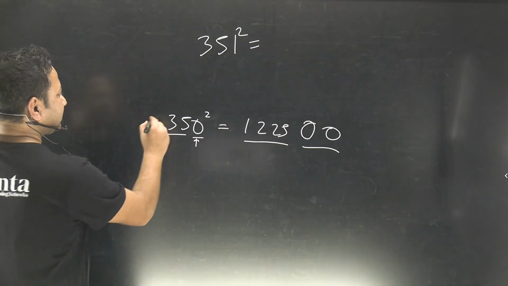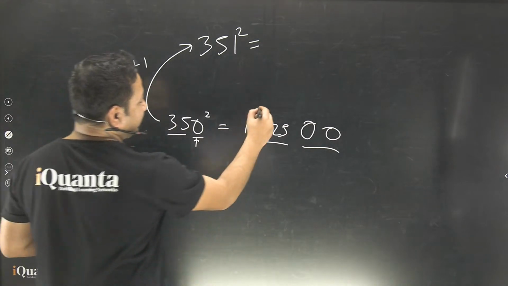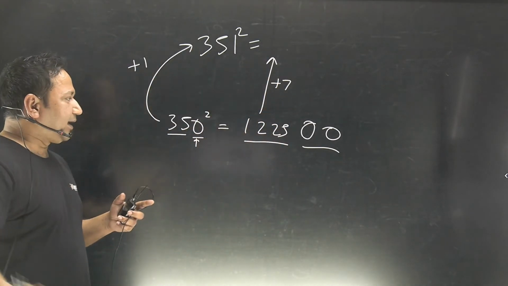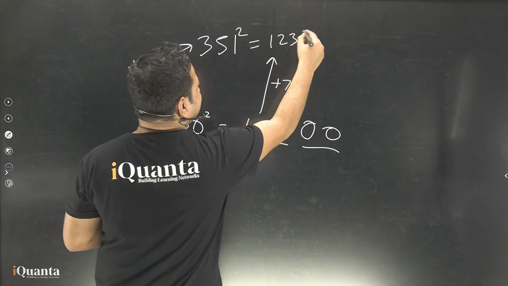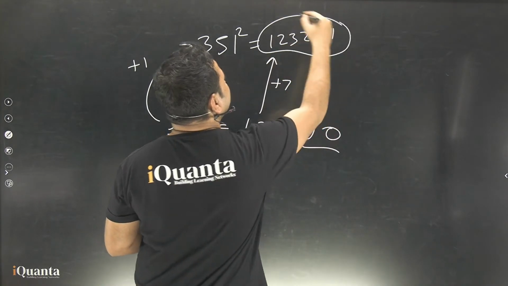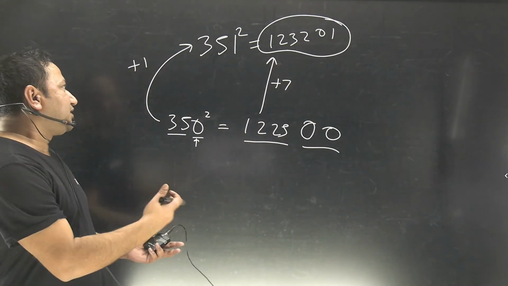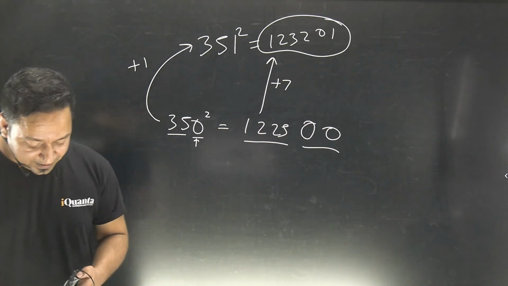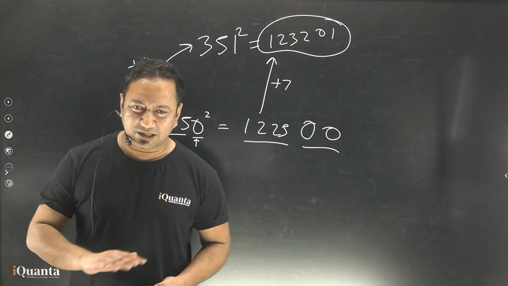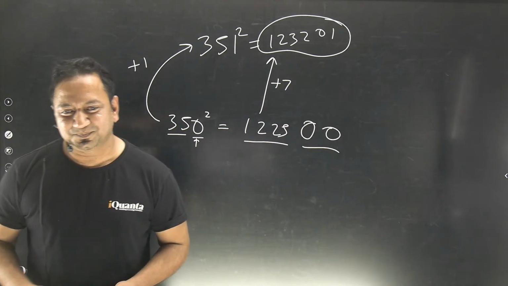Now look at this. This guy is 1 more than 350. That means here we'll just add 7 to this. One step, 7 times. So we'll get 1, 2, 3, 2. And square of 1 is 0, 1. If you remember, I wrote this answer in fraction of seconds. How did I do it? This is how I did it. So it looks like magic, but it's basically pattern or logic. Clear?